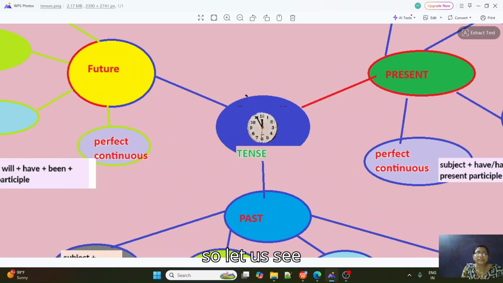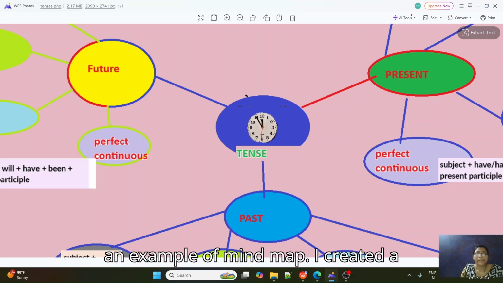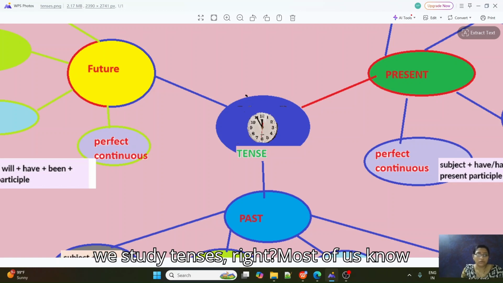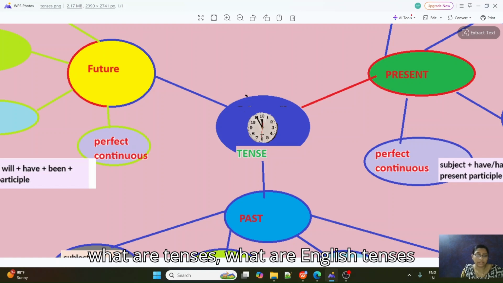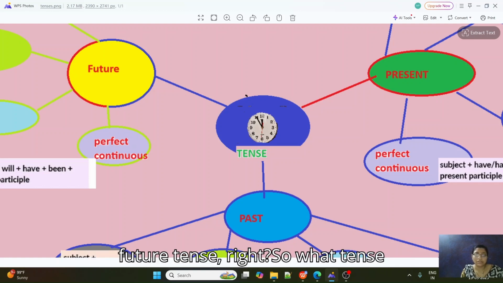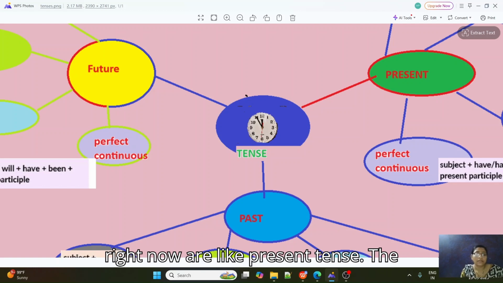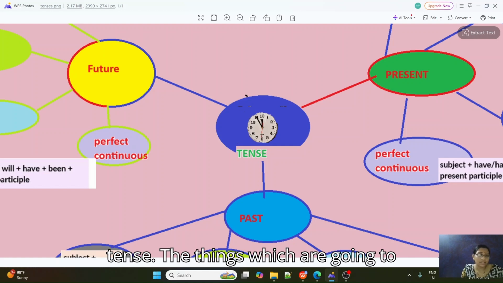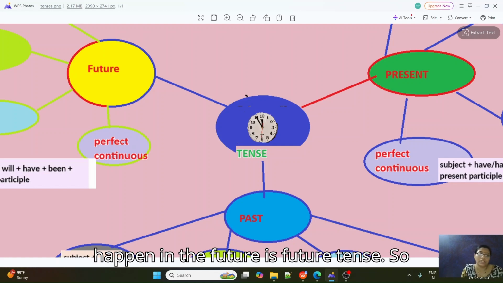So let us see an example of a mind map. I created a mind map for English tenses. So we study tenses, right? Most of us know what English tenses are, and what present tense, past tense, and future tense are, right? What tense speaks about is time. The things which are happening right now are present tense. The things which happened earlier are past tense. The things which are going to happen in the future are future tense.